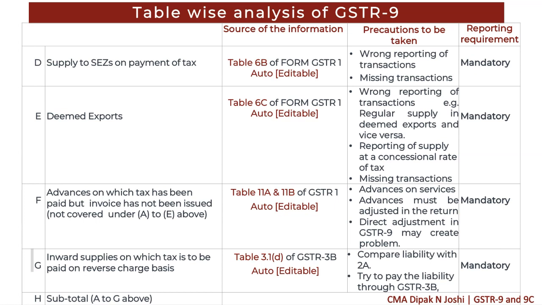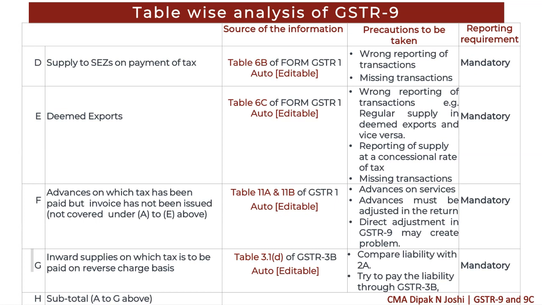Next is table number 4F, advances on which tax has been paid but invoices have not been issued. So, unadjusted advances of the financial year. Now, advance tax payable on the advances is applicable only when you are receiving any advance on services. Advance tax is not payable on advances which are received for supply of goods. Now, advance must be adjusted in the return.